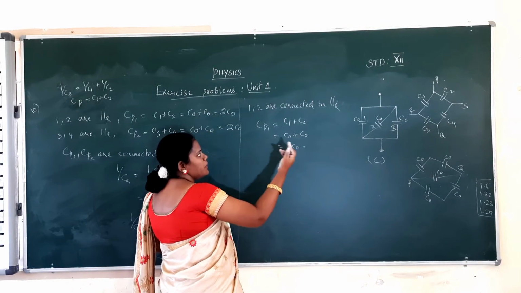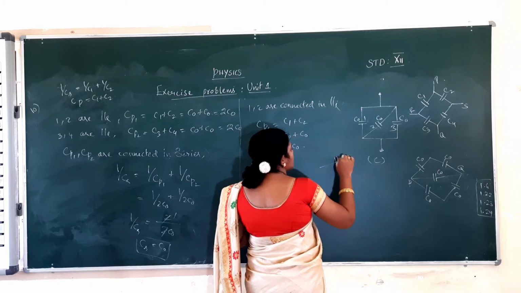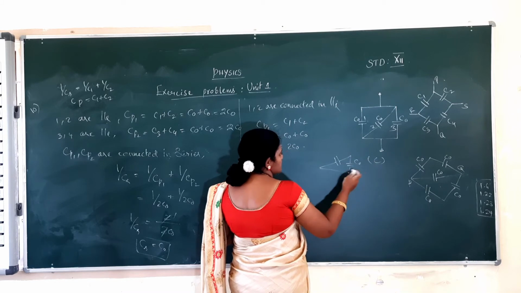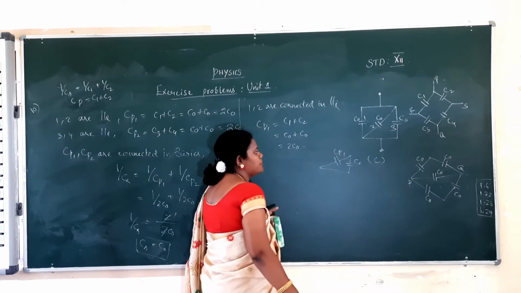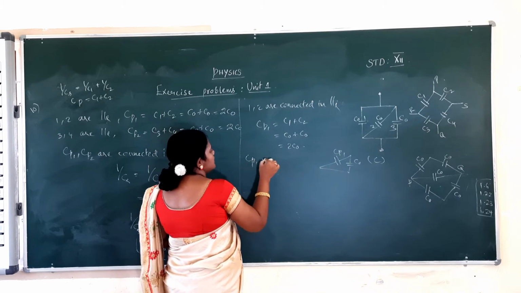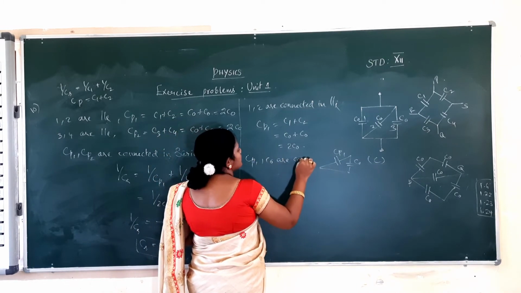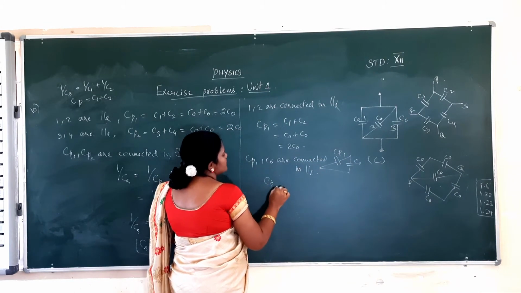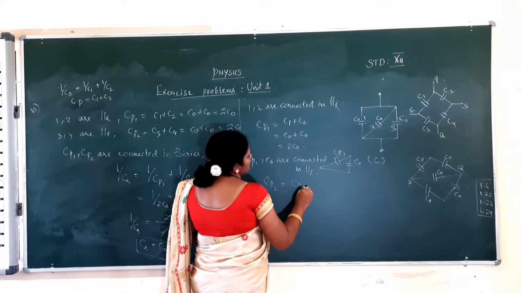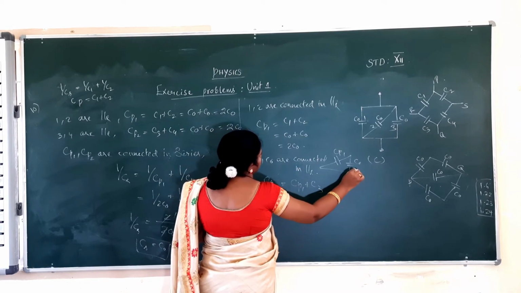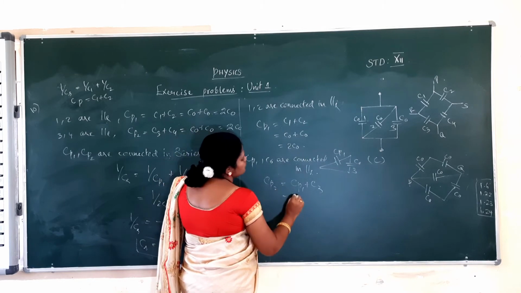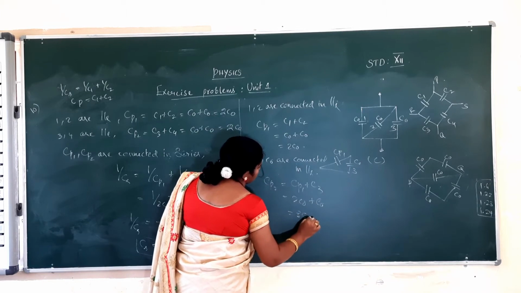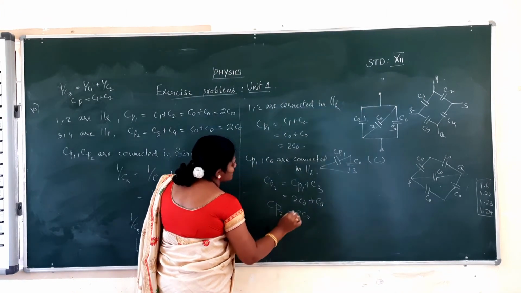Then CP1 will be connected with the third capacitance C0. So CP1 and C0 are connected in parallel. Parallel means again CP2 is equal to CP1 plus C3. CP1 value is 2C0 and C3 value is C0. So 3C0 is the final answer for this problem.